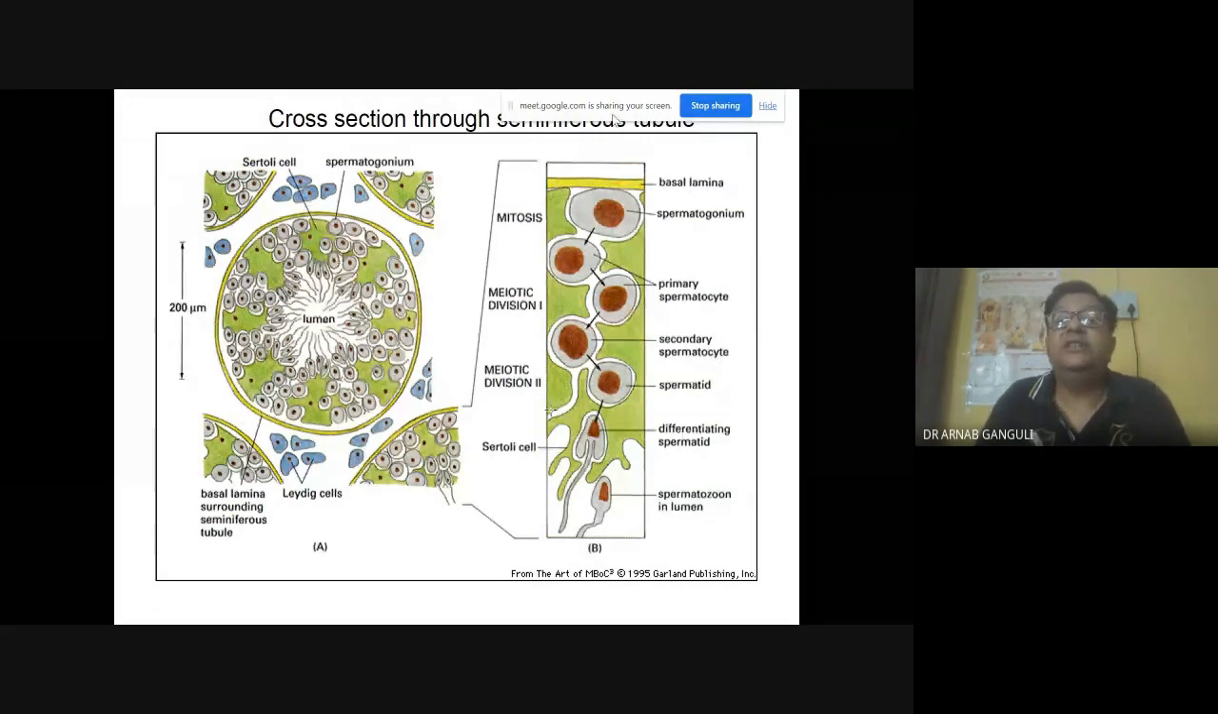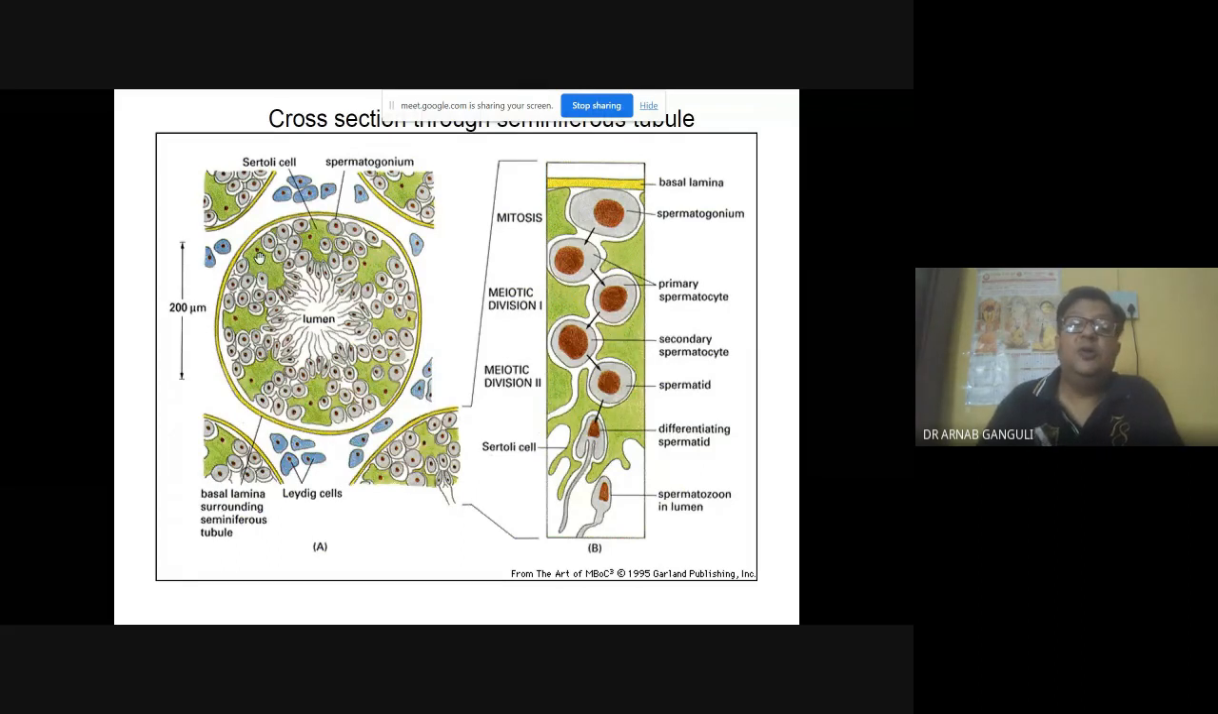So this is the cross section through the seminiferous tubule. This is the basal lamina surrounding the seminiferous tubules. In between, you have the Leydig cells. The spermatogonium is in this region. And as you go in the lumen towards the center, you'll have the spermatozoa over here.